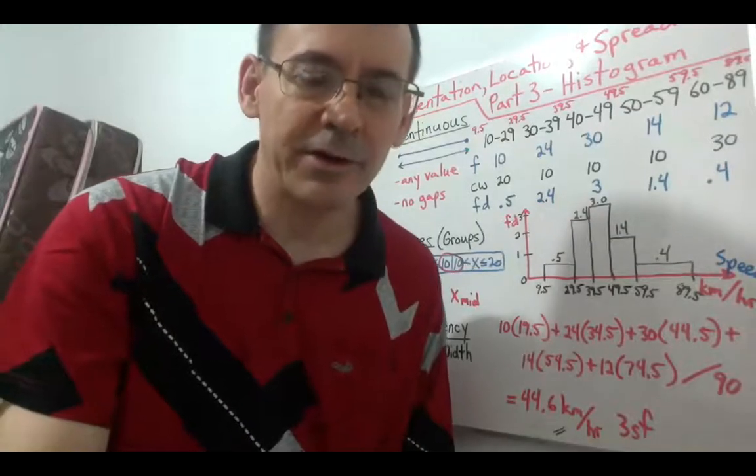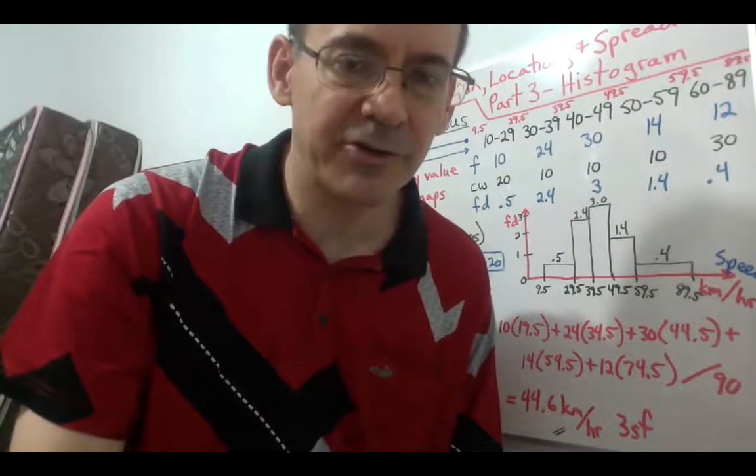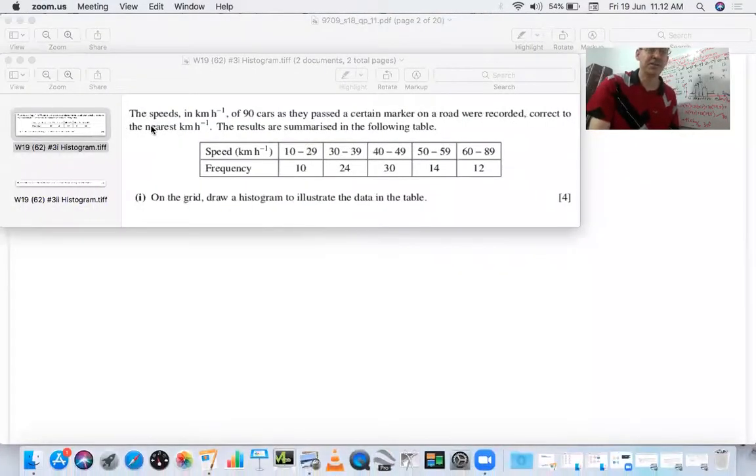Okay, here we go with our next problem. What I'm going to do is screen share first so that you can see the question. It says the speed in kilometers per hour of 90 cars as they passed a certain marker on a road were recorded. Correct to the nearest kilometer per hour. The results are summarized in the following table.